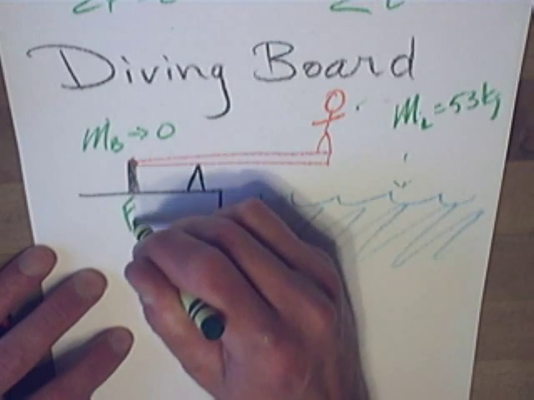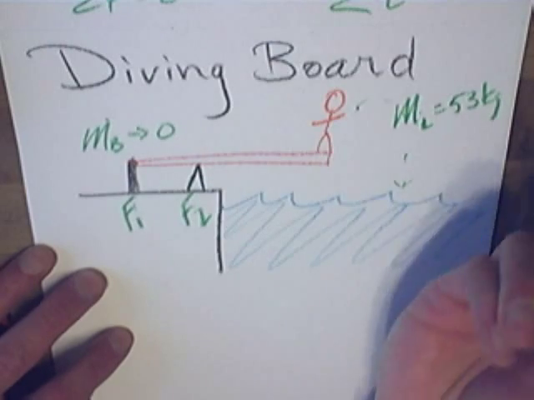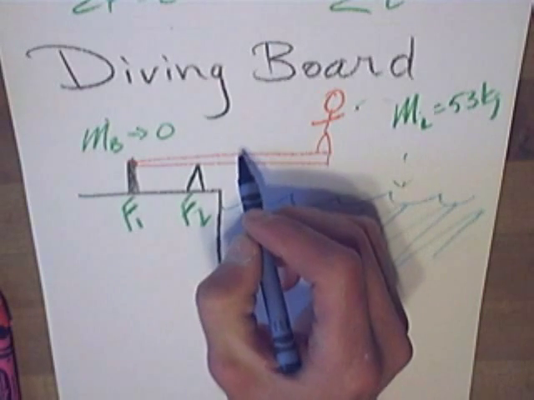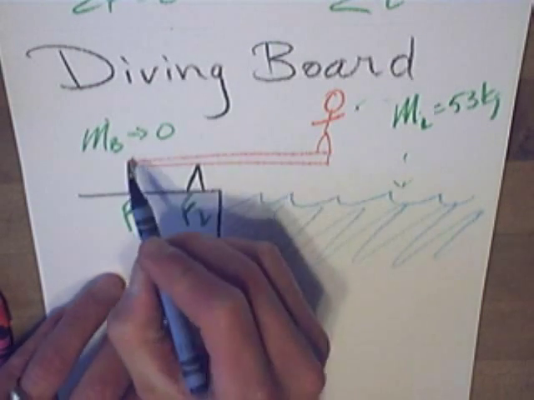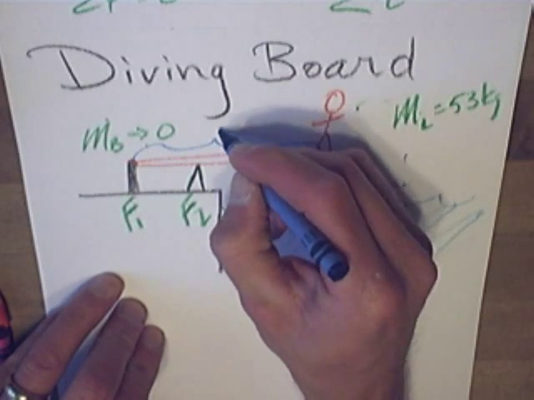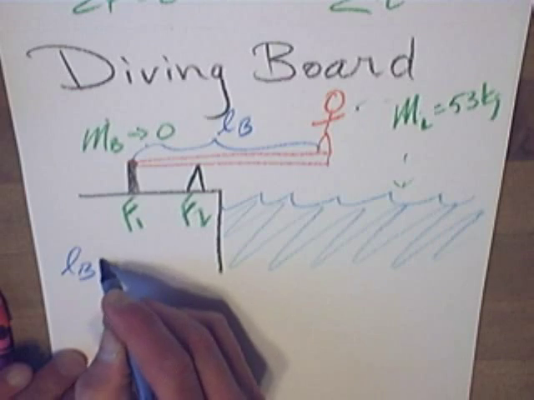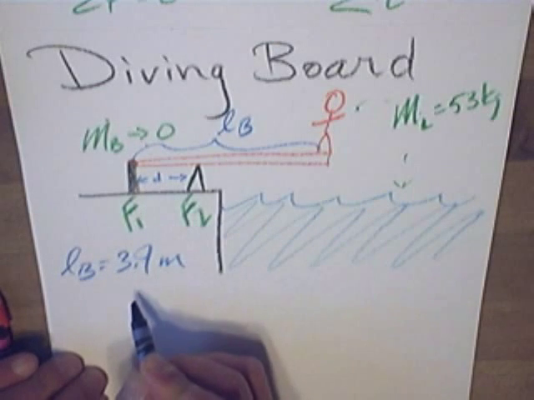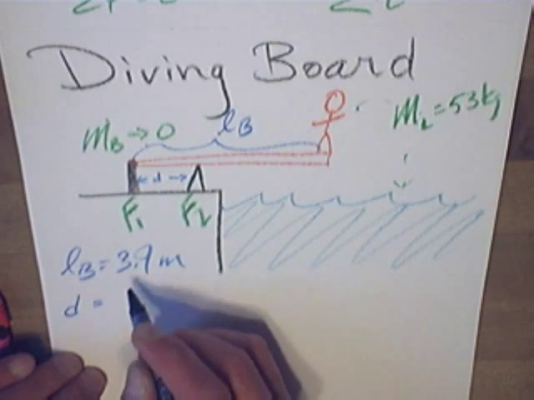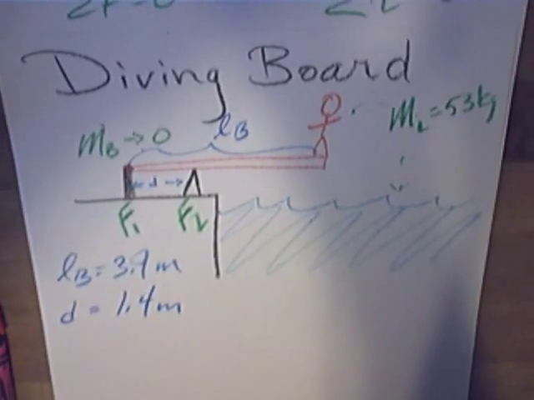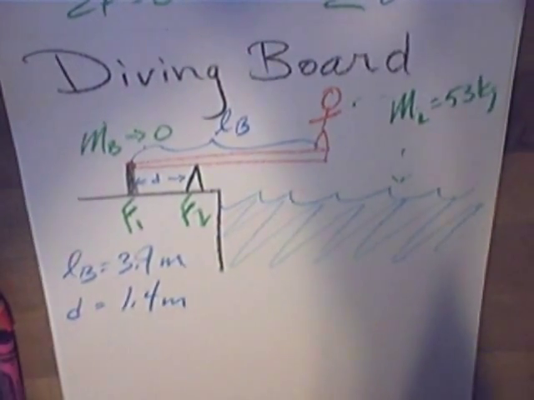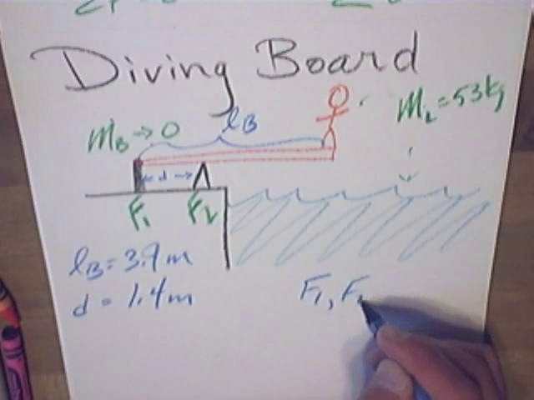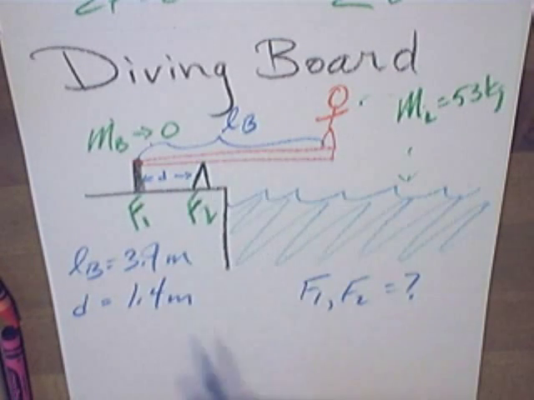Here is F1. How hard is this thing pulling? Here's F2. How hard is that part pulling? What are the forces on the board right there? The length of the board is LB, so the length of the board is 3.9 meters. This distance here, D, is 1.4 meters. I think I'm slightly out of focus. There we go. So now, F1, F2 equal what? How hard are these two places pushing on the board?